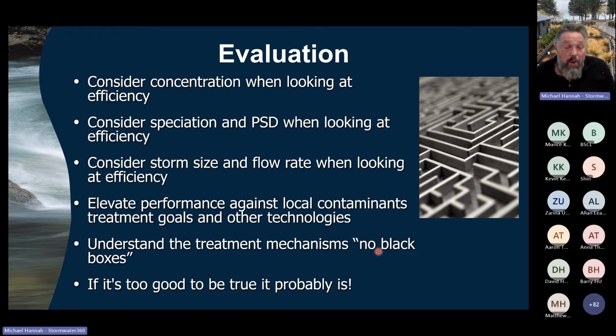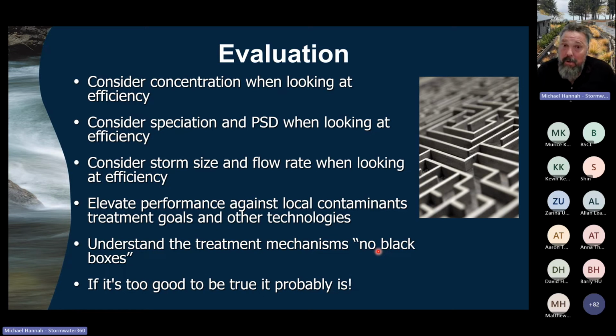It's really important to understand the treatment mechanisms when you're evaluating. I don't like black boxes. If someone can't tell you how the pollutants are being removed, it could be just the randomness of their sampling. So it needs to be plausible, and you need to understand the treatment mechanisms that can be removing these pollutants. And then there's just, if it's really too good to be true, it probably is.